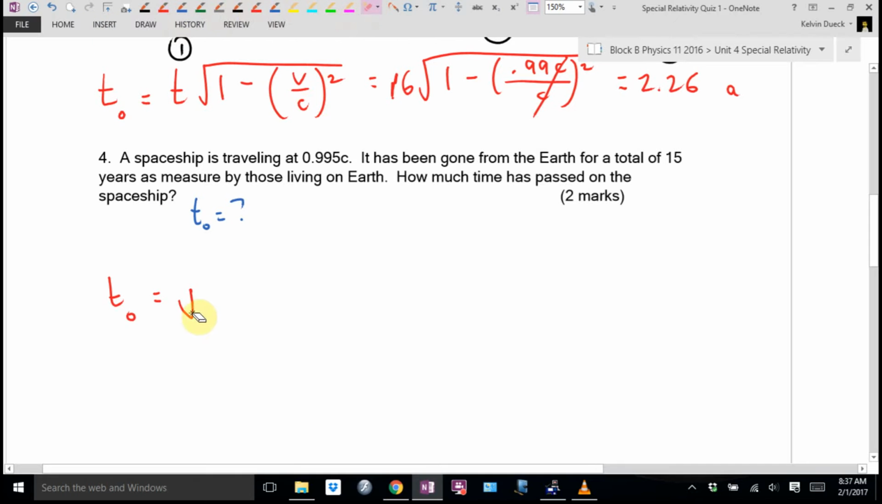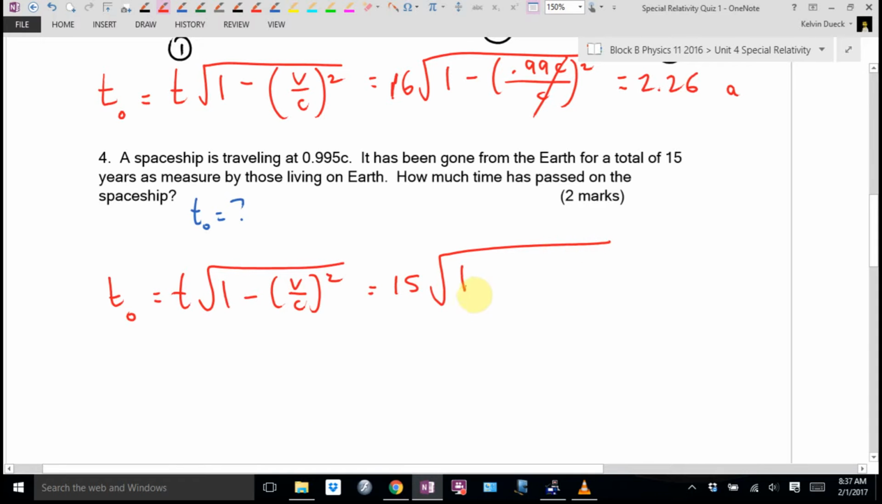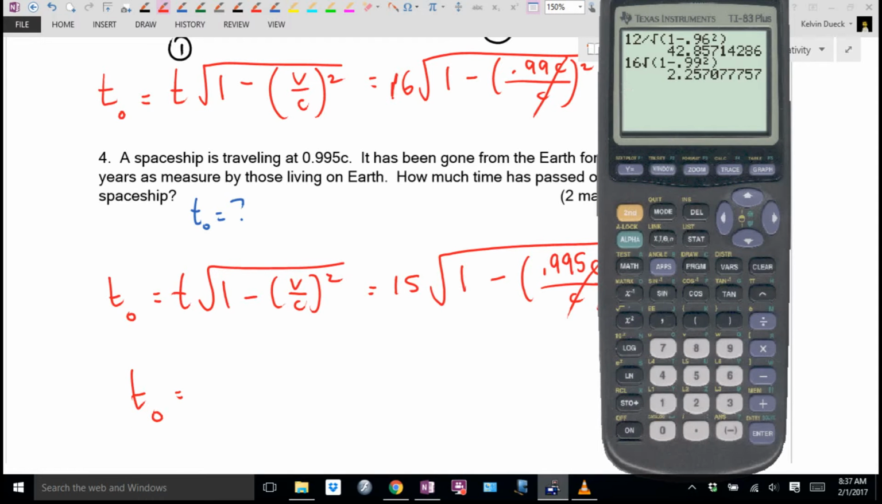Oh, not yet, Mr. Duick. T times the square root of 1 minus v over c all squared. It's going to be 15 years times the square root of 1 minus 0.995c over c all squared. Although 15 years go by on Earth, 1.5 years?